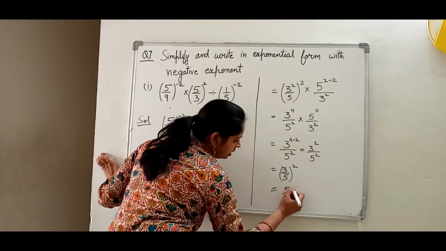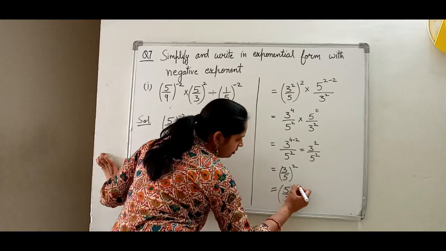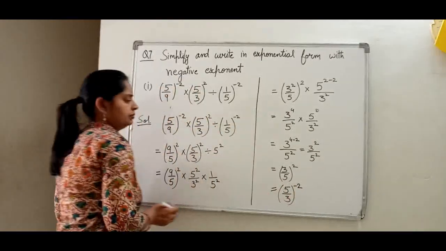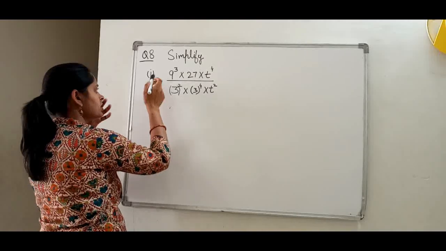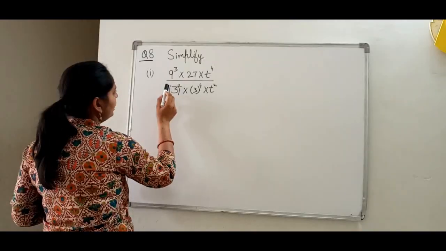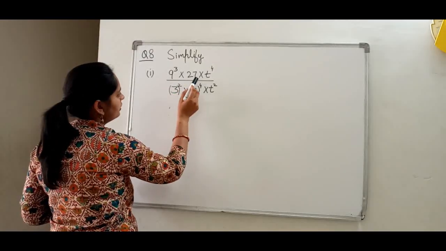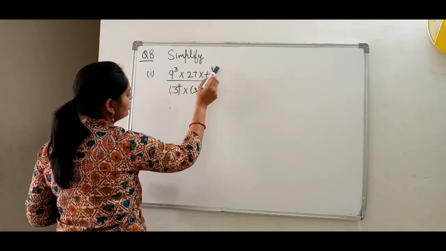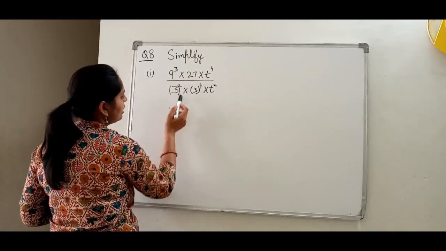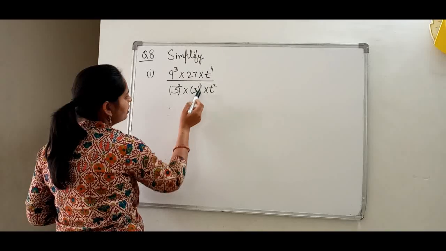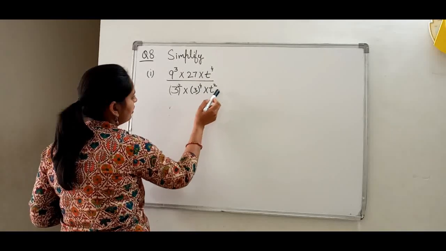So (5/3)^(-2) will be your answer. Now simplify. Question number 8 is simplify: ((9^3 × 27 × t^4) / (3^2 × 3^4 × t^2)).